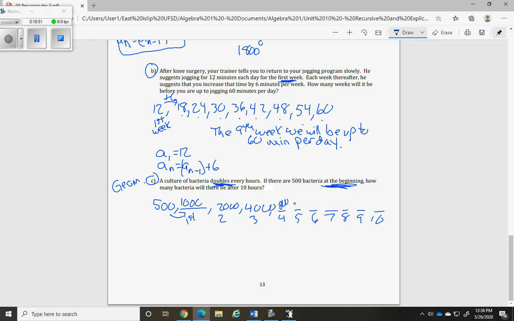8,000, 16, 32, 64, 128, 256, and 512. Yes. Okay. So after 10 hours, there will be 512,000 bacteria.